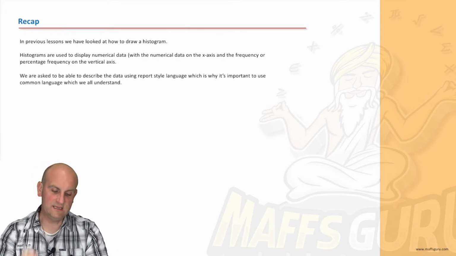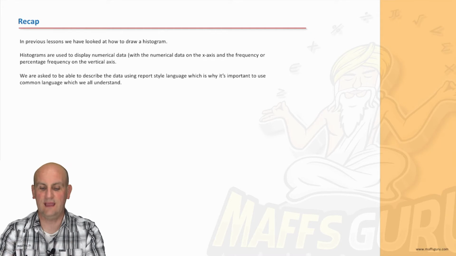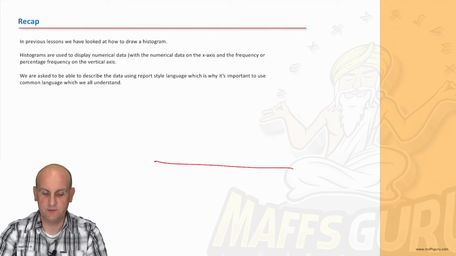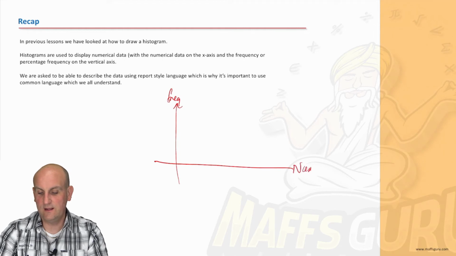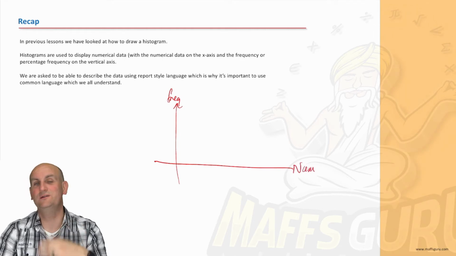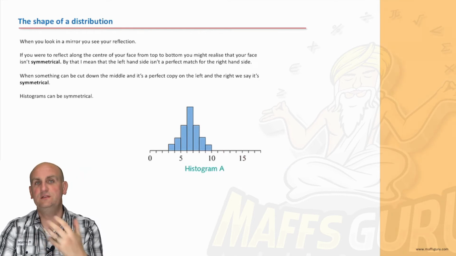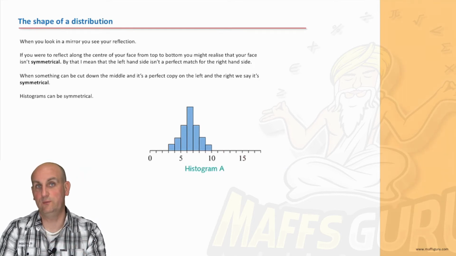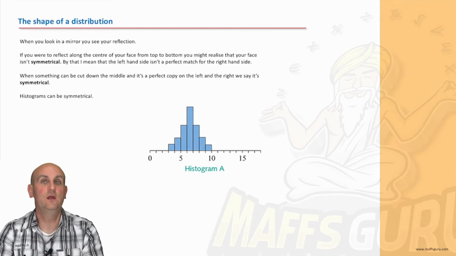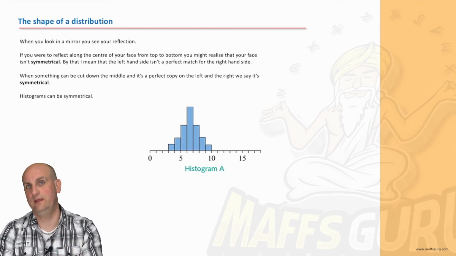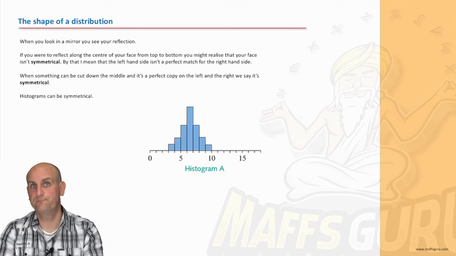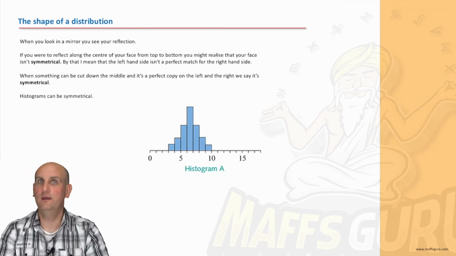All right, so we've looked at histograms. You know what they're for. They have numerical data on the bottom, and we have frequency up the side. That's different from a bar chart, which deals with categorical data. Now, the shape of a distribution is really important, and we tend to describe it using three main things: symmetrical, positively skewed, negatively skewed. Now you're like, huh? Am I supposed to know this? No, I've just introduced it now.